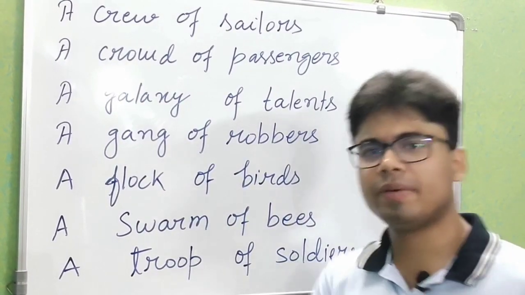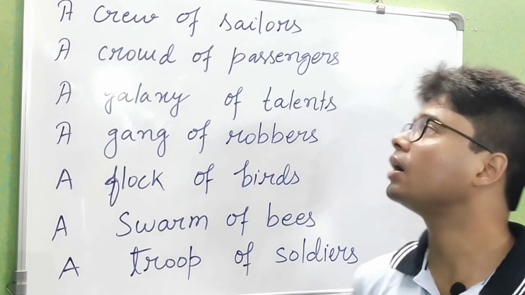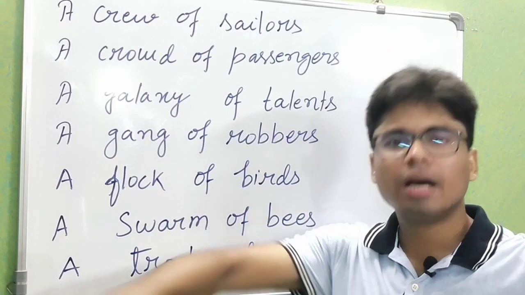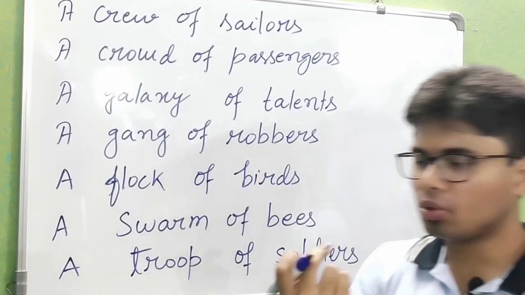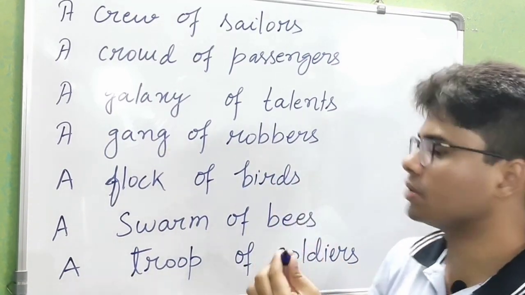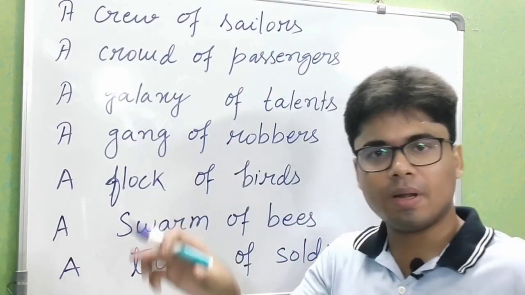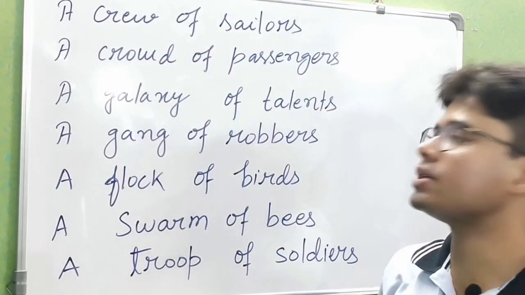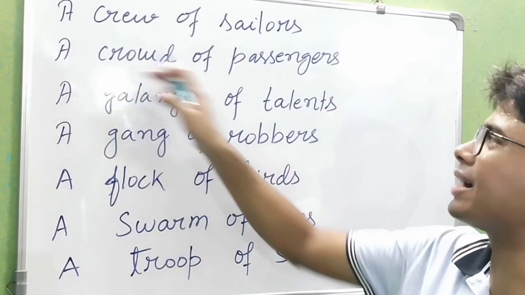Now let's get continued with the previous one. Here I have written a crew of sailors. Sailors, what does it mean? Sailors meaning the people who are on the sea, they sail through the sea, they are called sailors, okay. So in order to talk about sailors, how will you use? You have to use a crew of sailors. That means there are some people who are sailing through the sea. At that point of time, in order to make it a collective noun, you have to use a crew of sailors, okay.